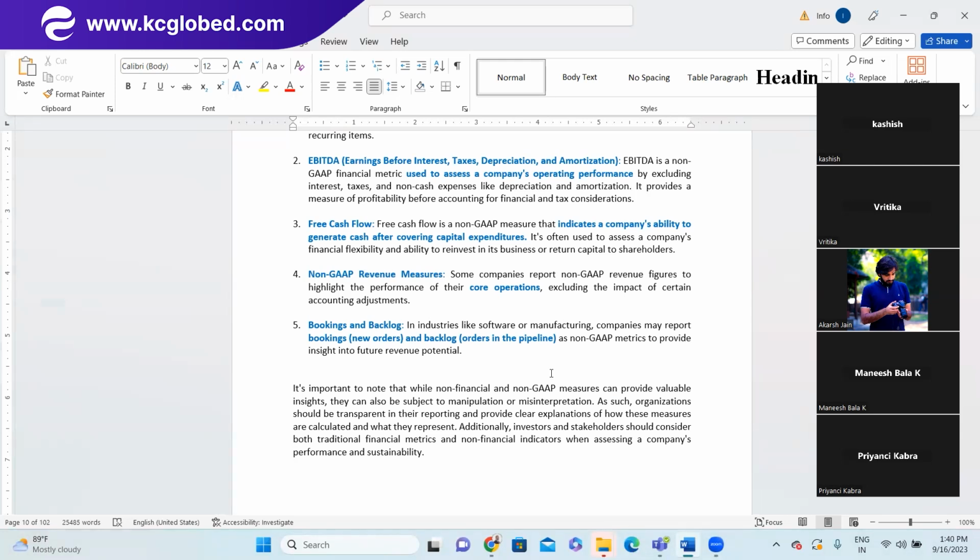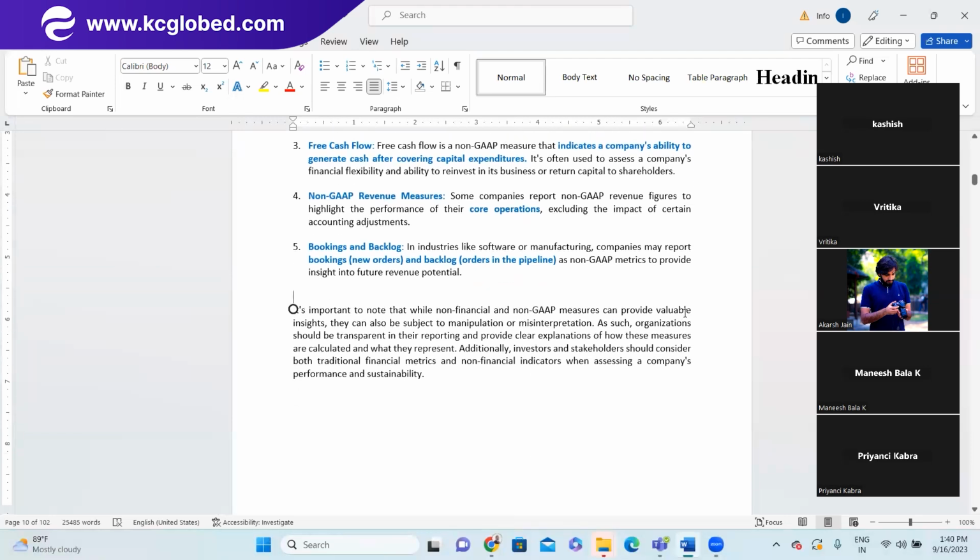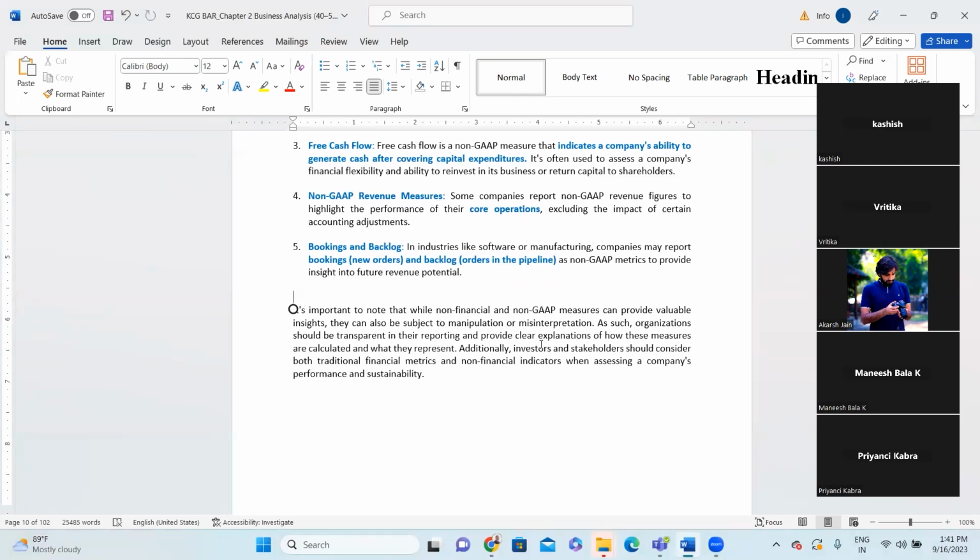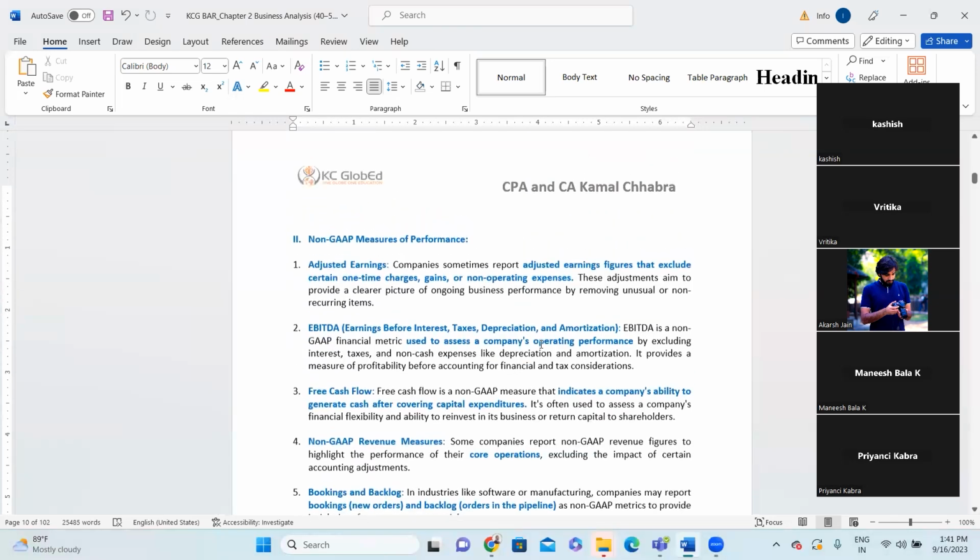So it is important to note that while non-financial and non-GAAP measures can provide valuable insight, they can also be subject to manipulation and misrepresentation. So that's the risk over there. As such, organizations should be transparent in their reporting and provide a clear explanation of how these measures are calculated and what they represent. Shareholders should also consider both traditional financial metrics and non-financial indicators when they are assessing the company performance and sustainability, right?